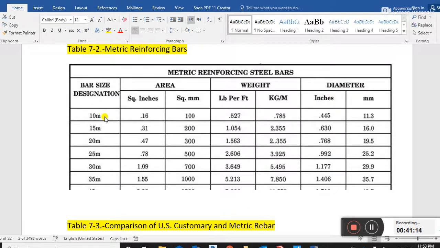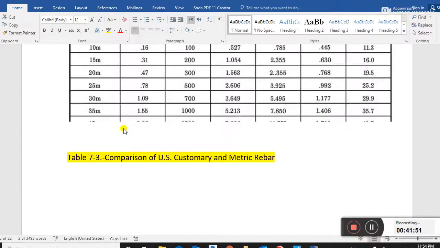For the 10 millimeter bar, the area is 0.16 square inch, and 100 square millimeter. The weight is 0.527 lb per foot, and 0.785 kg per meter. The diameter of the bar is 0.445 inch, and 11.3 millimeter. Guys, you can calculate for different lengths: 15 meter, 20 meter, 25 meter, 30 meter, 35 meter, and so on.